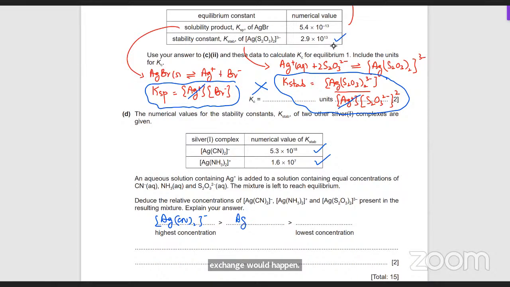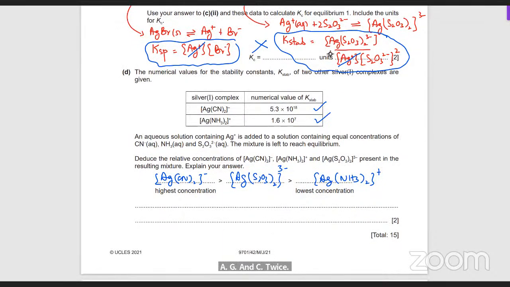Ag(S2O3)2, what is its charge? That's 3 minus. And the last one is Ag(NH3)2 plus. In the explanation, you just have to write the same thing: that it's got a higher K-stab value, so it's more stable and more likely to be formed.